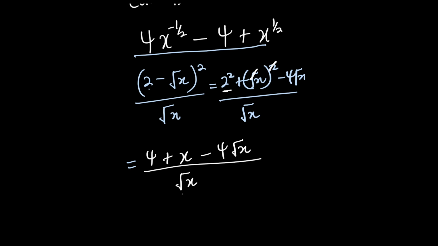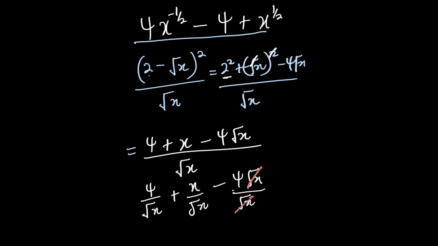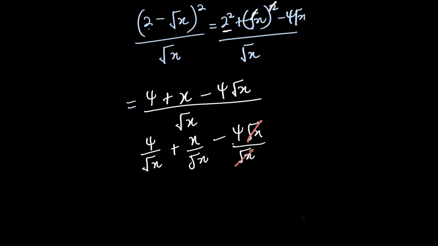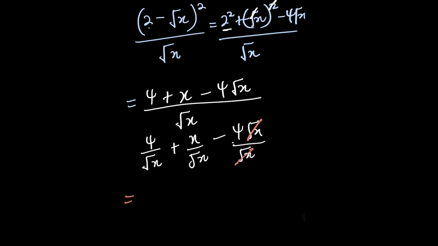Oh, okay, this divides the whole of this, so I can write it as 4 over root x plus x over root x minus 4 root x over root x. Oh, this can cancel this. Oh, that's good. Okay, so then we have that. But what happens? I'm still not getting it. Okay, let's see. 4 over root x.